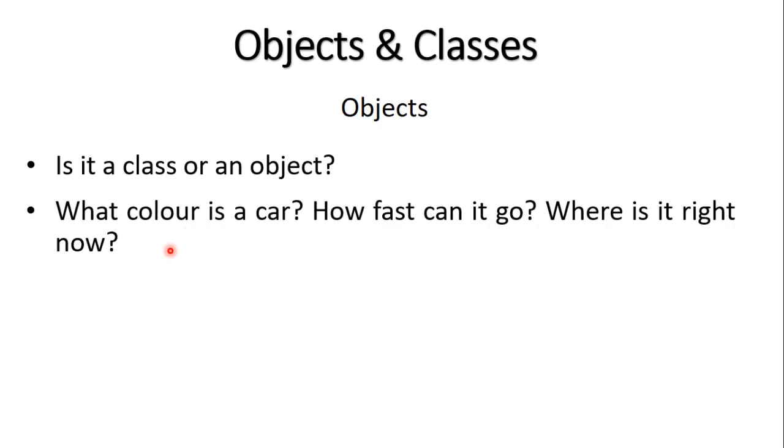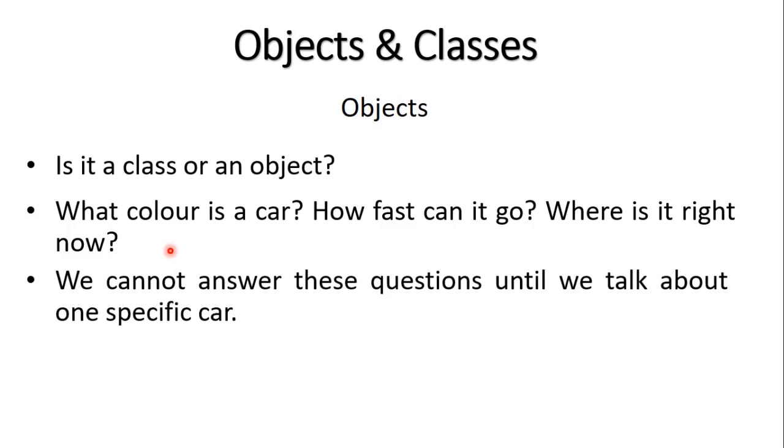Now, the question might come, what color is a car? How fast can it go? Where is it right now? These are some of the questions that might arise. Now, this is similar to the flowchart and algorithm that we had learned earlier, right? I hope you also remember about algorithm and flowchart. We cannot answer these questions until we talk about one specific car, right? We cannot talk about it unless and until we're talking about one specific car.